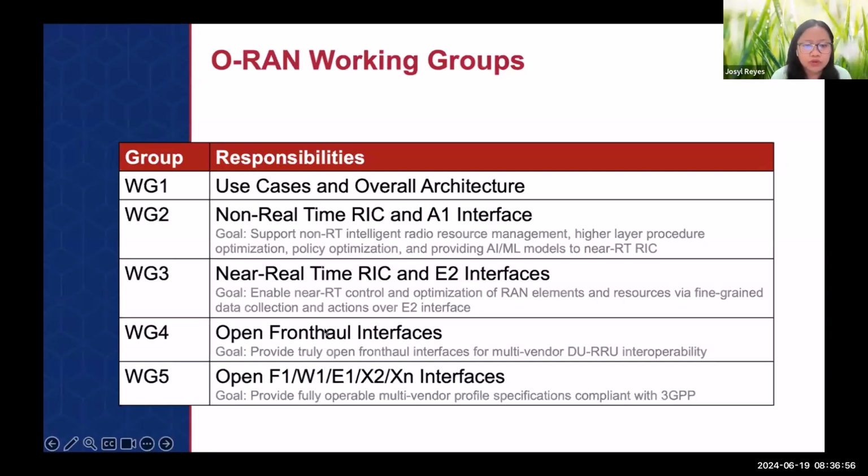Working group 4, the open fronthaul interface, and then the others, like open F1. F1 is the midhaul, and then other interfaces. So they're defining the standards for this to ensure that the interfaces would allow interoperability, even if you buy different hardware from various vendors, they should still be able to interoperate.